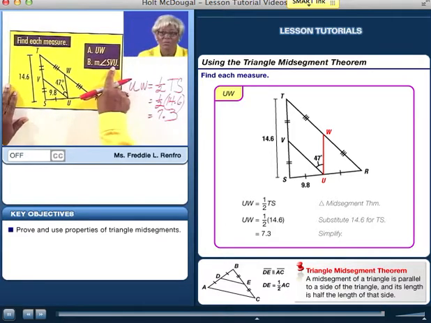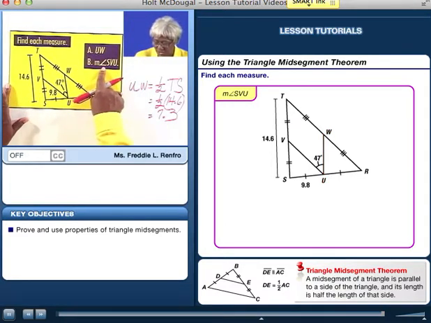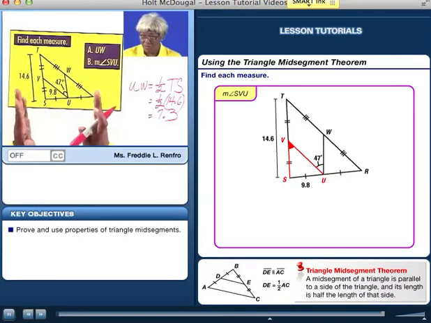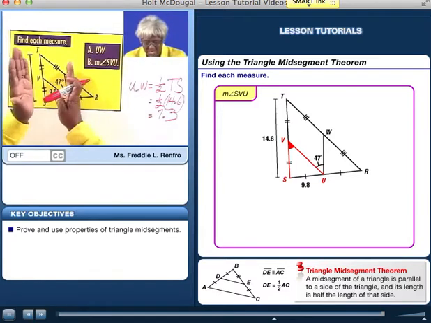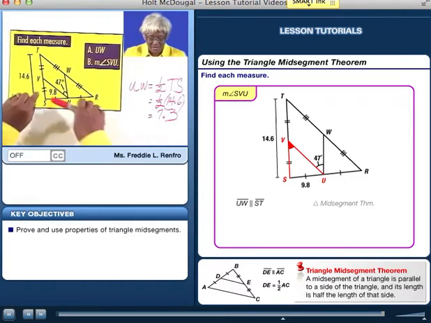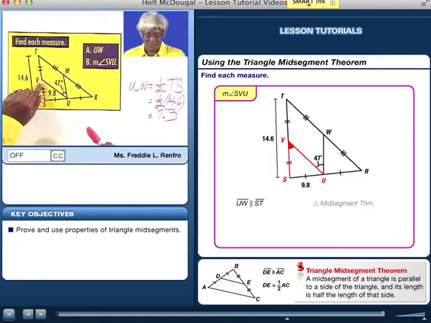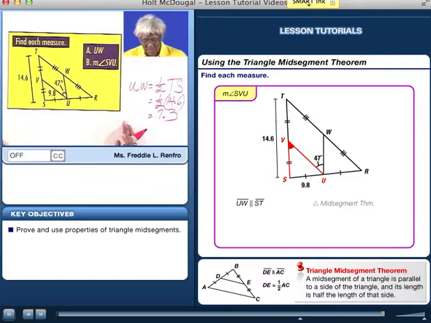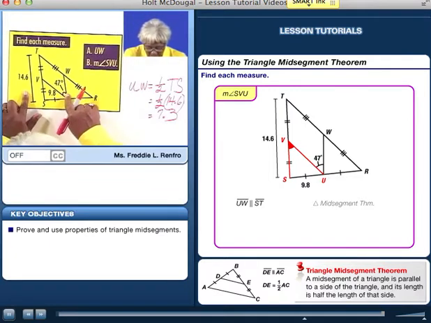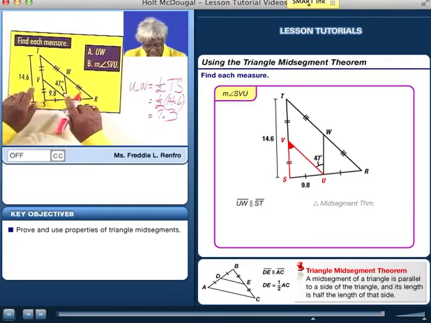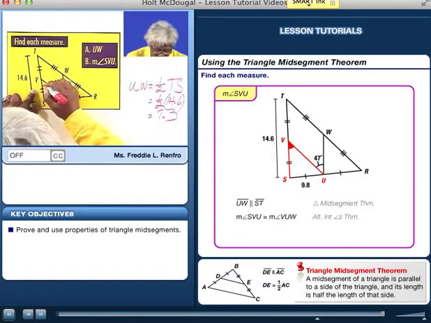Let's look at the other part of this question. Find the measure of angle SVU. Remember the theorem, it said that the midsegment was parallel to the third side. You remember when we had parallel lines cut by a transversal? What kind of angles were congruent? Remember that theorem that says if lines are parallel, then what? This angle right here is alternate with this angle right here, which is the one we're trying to find.